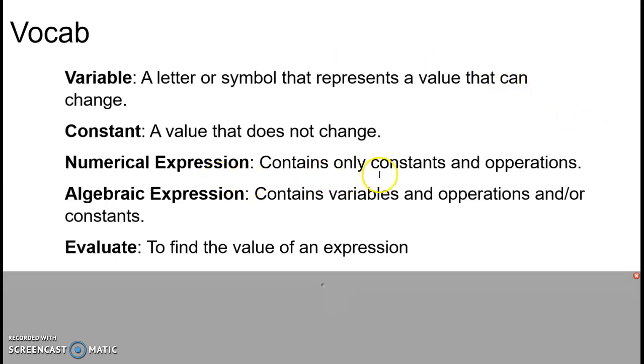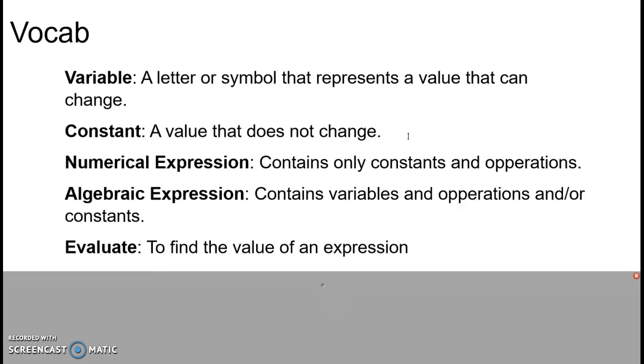Now, a numerical expression is going to be one that contains constants, so numbers, or symbols like pi that are still constant, and operations like plus, minus, multiplication, division, things like that. An algebraic expression must contain variables and operations, but it may or may not have constants. So the formula for the area of a rectangle, A equals base times height, you have area, base, and height as variables. The equals sign is your operation. It doesn't have any constants in it.